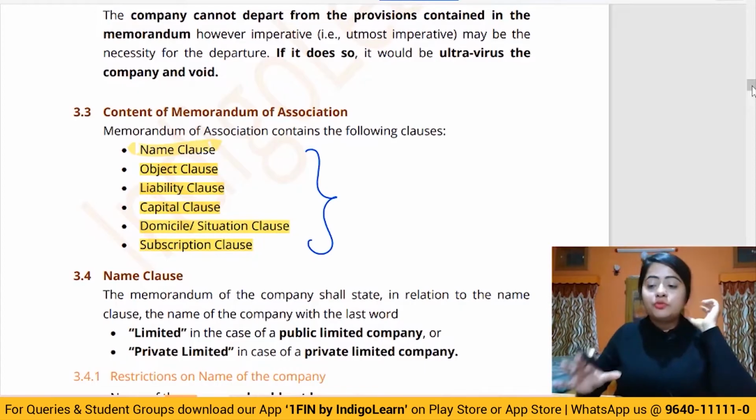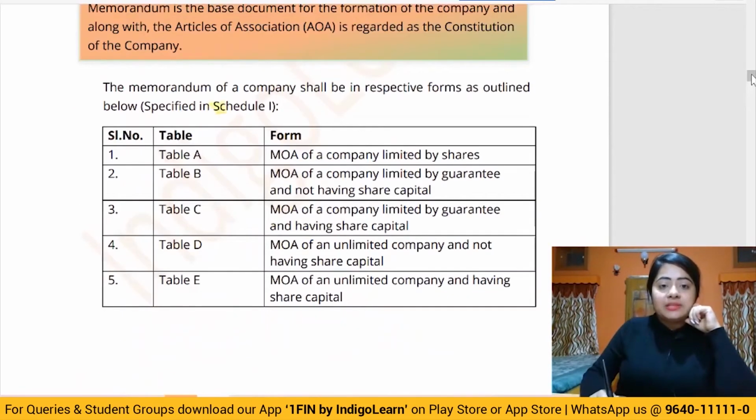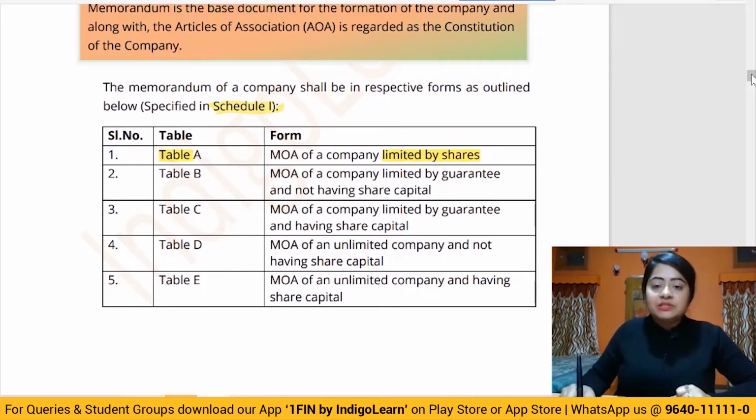Now, is there any prescribed form for the Memorandum of Association of the company? The answer is yes. In Schedule 1 of the Companies Act, we have prescribed forms for the Memorandum of Association. If it is a company limited by shares, then the prescribed form is Table A. If it is a company limited by guarantee and not having any share capital, then the prescribed form is Table B. If it is a company limited by guarantee and having share capital, then Table C is the prescribed form. If it is an unlimited company which is not having share capital, the prescribed form is Table D. If it is an unlimited company which is having share capital, the prescribed form for the memorandum is Table E.